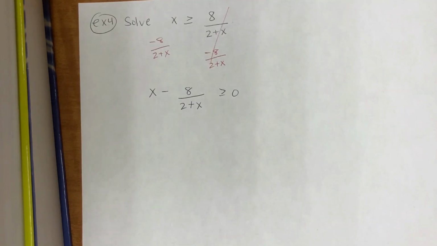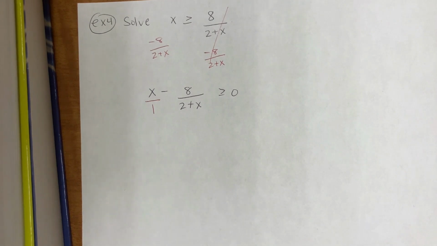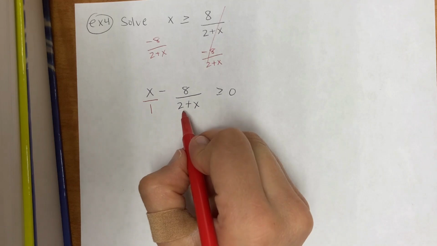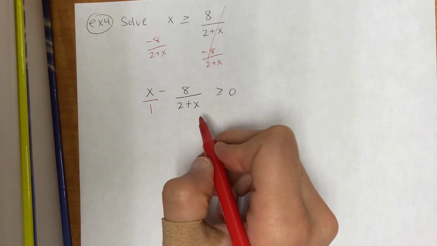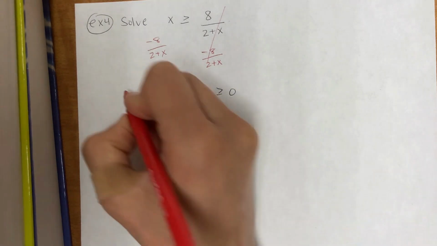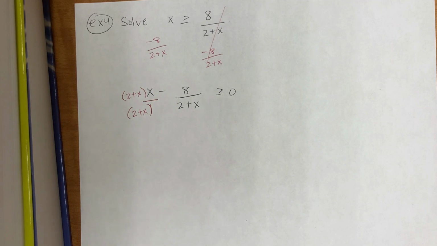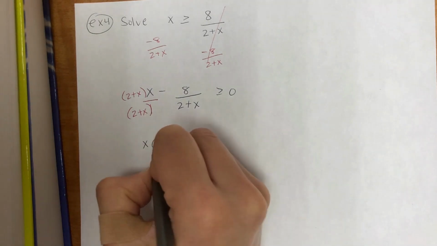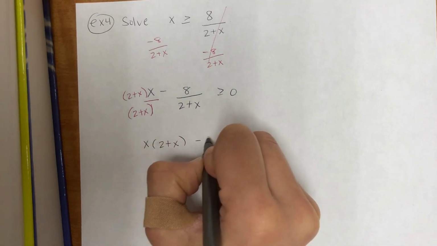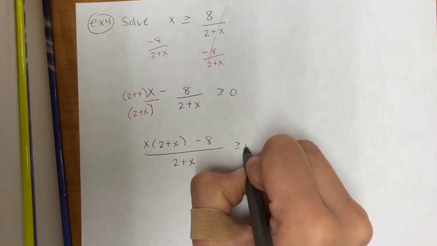Okay, let's add these two fractions together. If you want to write x over 1 to make it clear that that's a fraction, in order to add fractions, you have to get a common denominator. So the second one has 2 plus x as its denominator, so I need a 2 plus x in this denominator. Whatever you put in the bottom, you need to also put in the top. Now I can subtract across the top, x times 2 plus x minus 8, and then write your common denominator in the bottom, the denominator.